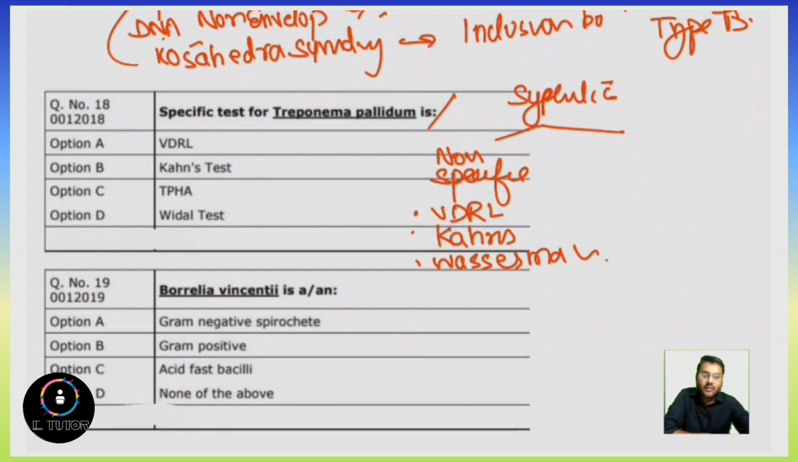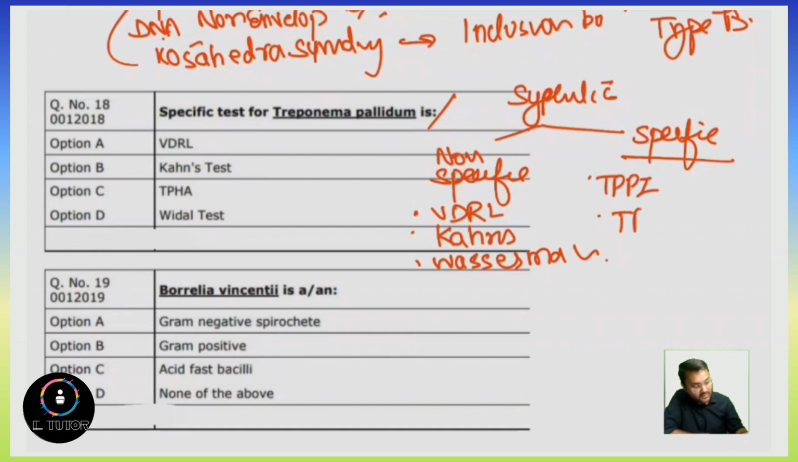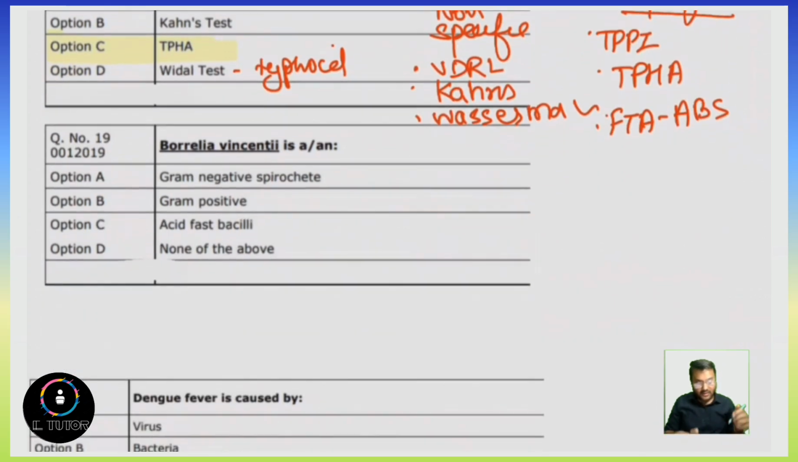which is VDRL, Kahn's test and Wassermann. And if we talk about a specific test, then a specific test can be TPI and TPHA, FTA-ABS. So they are asking about the specific test, so the answer here will be option C, TPHA. And Vidal is the test for typhoid or enteric fever, whatever we say. Next is Borrelia vincentii. Borrelia vincentii leads to Vincent's gingivitis, and it is a gram-negative spirochete. So option A will be the correct answer.